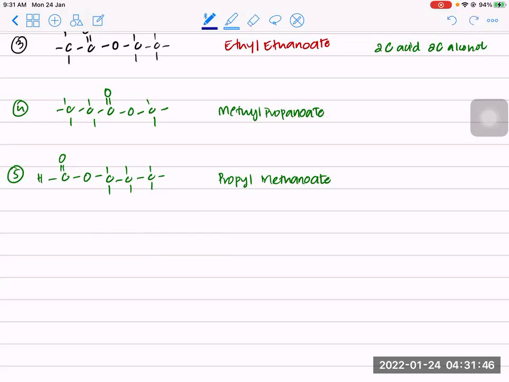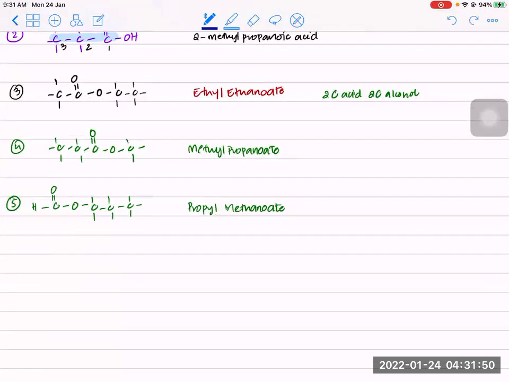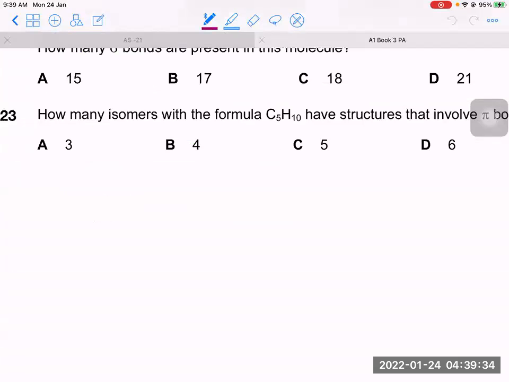Is this understood? Do you guys get it? Do you all get it? Yes? Any questions? No questions? Did you guys get it? 4, 5, okay.